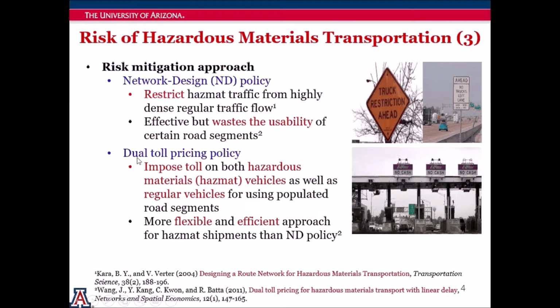So there is another policy called the dual toll pricing policy. Basically, we can impose different tolls on different types of vehicles, so that hazmat transportation can hopefully be separated from the regular traffic flow, because people try to take the cheap roadway. So this is more flexible, because hazmat trucks can still use the regular roadway, and efficient. It is a technically flexible and efficient approach for hazmat shipment compared to any other policy.